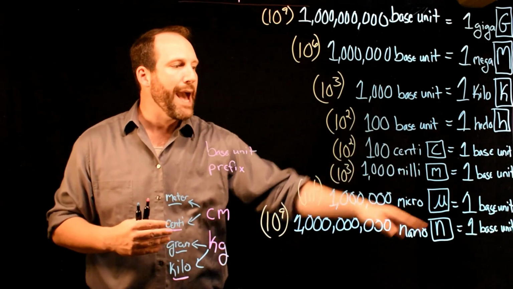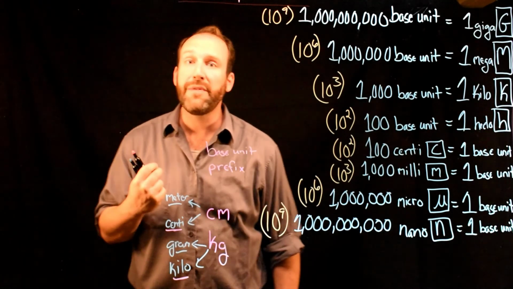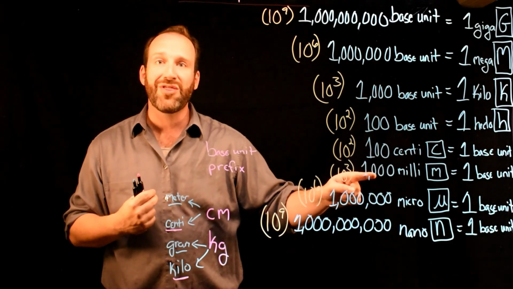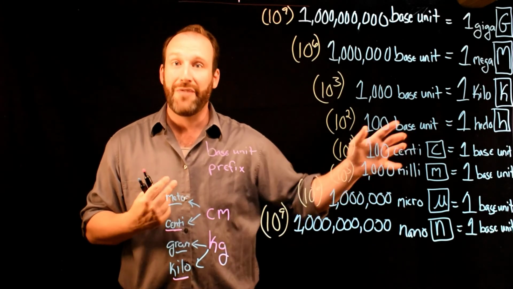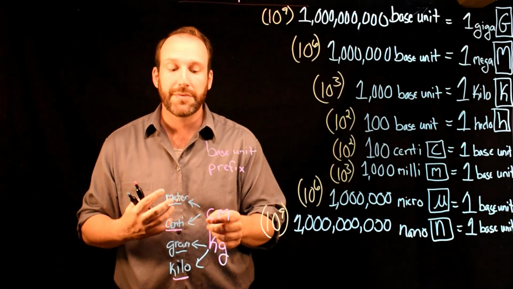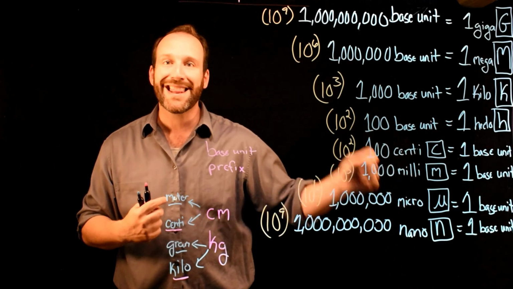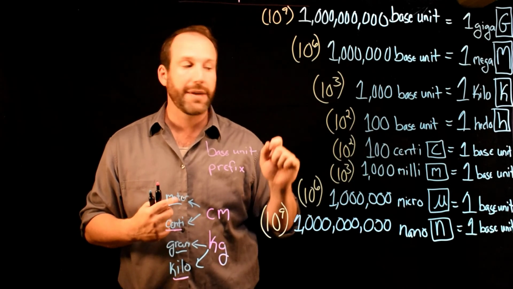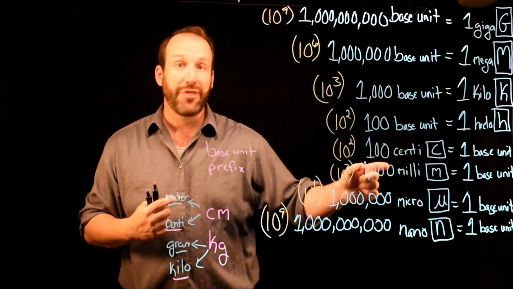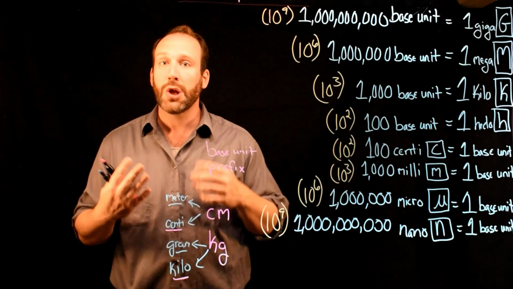If we continue down here, there are some other prefixes you might have actually heard before. So 1 base unit is equal to 1,000 milli of that base unit. If we stick with meters, we can say that 1 meter is equal to 1,000 millimeters. The prefix milli is 1,000 of that base unit. The abbreviation for milli is a lowercase m.